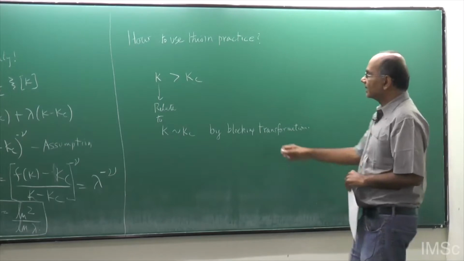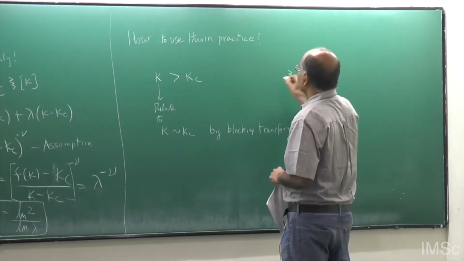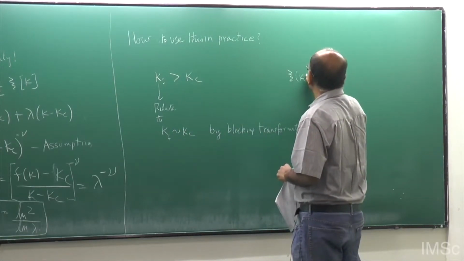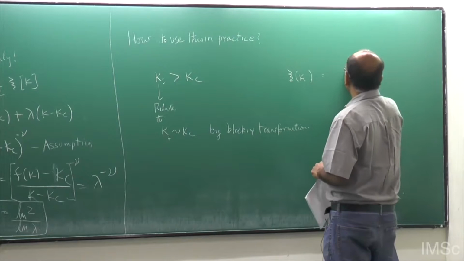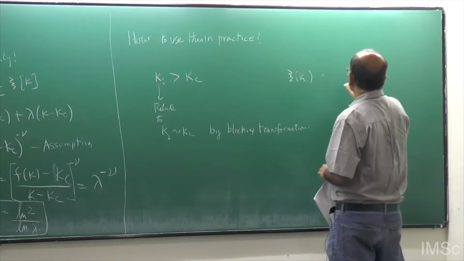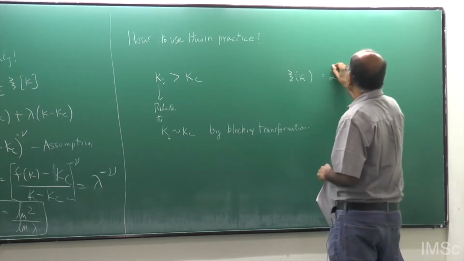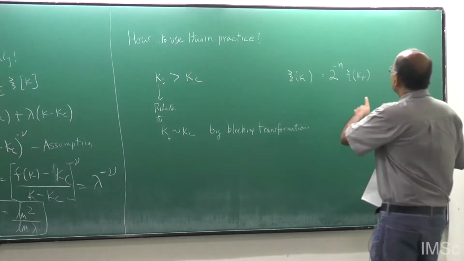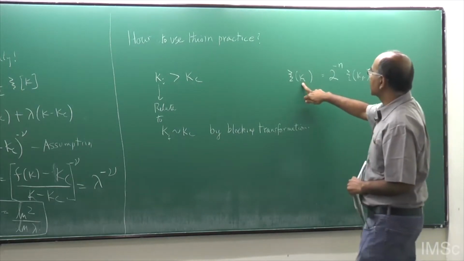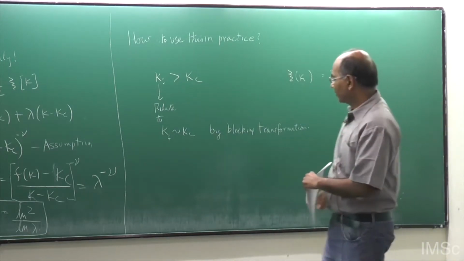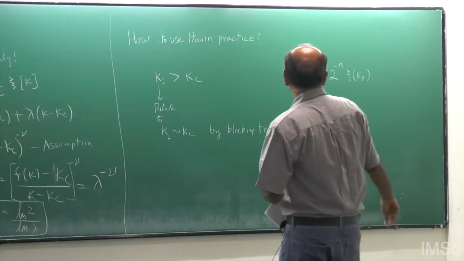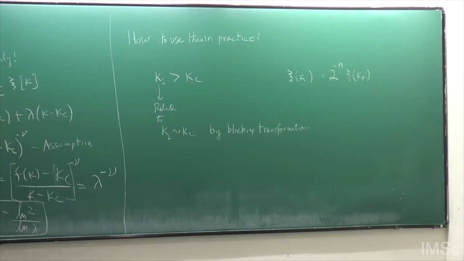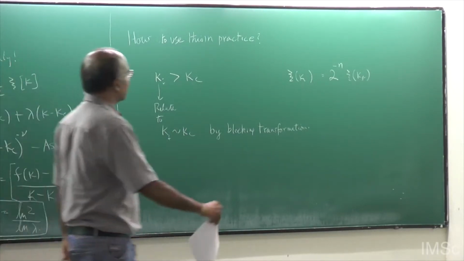So if this is your initial k and this is your final k, C initial and C final are related by some power. So if you do n blockings, it's like that. Each time you block, your C halves. So if you do n steps, you halve n times.